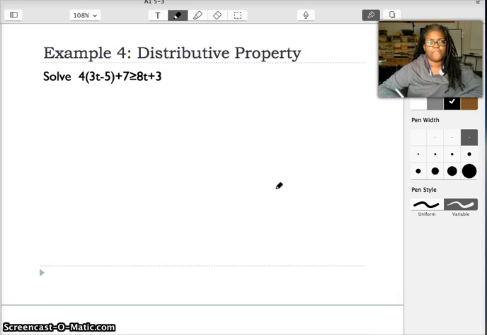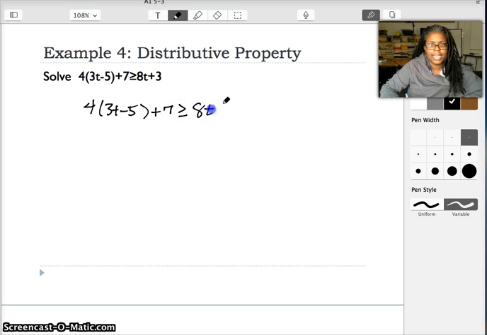Here we go, example 4. We're going to use the distributive property. Realize this is all the same stuff that you guys have been doing since chapter 2 or something. So this is really easy for you guys. I know it is, but let's just practice anyway together. So I've got 4 times the quantity 3t minus 5, plus 7 is greater than or equal to 8t plus 3. Just like with an equation, we're going to simplify each side first.